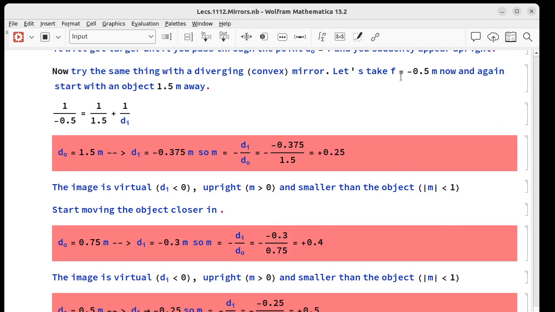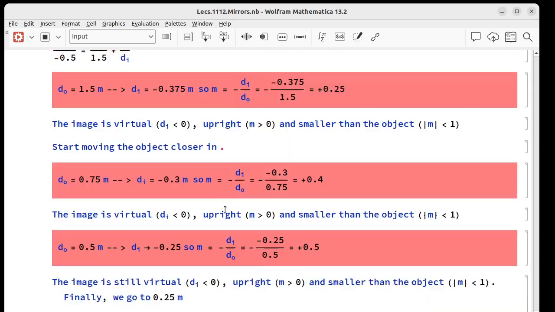So here let's take f as negative 0.5. And again, start with an object 1.5 meters away. We're still just doing algebra. We solve this for di, and we get negative 0.375 meters. So we know it's a virtual image. We can't project it. M is, in this case, negative of a negative, or positive 0.25. So the image is virtual, it's right side up, and it's smaller than the object.